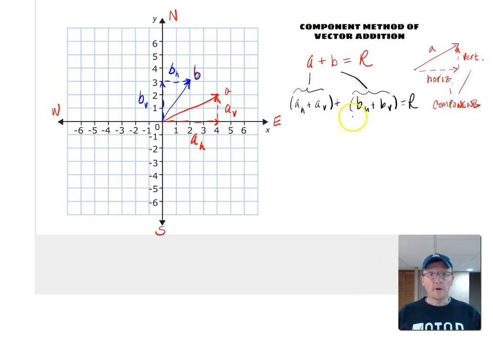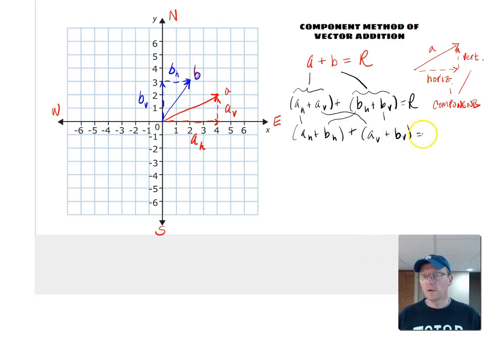So you might remember in algebra class that whenever you're going to take things that are not like terms and add them together, you have to try to sort out all of the like terms and combine those first. And so in this case, we have two horizontal vectors and two vertical vectors. So we're going to break those two horizontal vectors out, put them together. A sub h plus b sub h. And I'm going to add those two to the vertical vectors over here. And so I've got a sub v plus b sub v equals r.